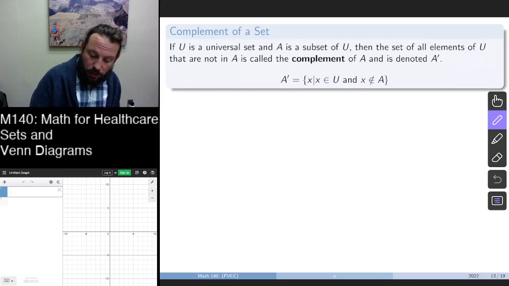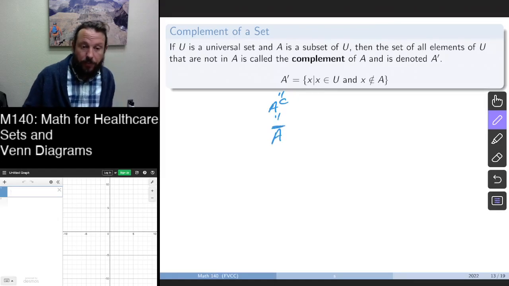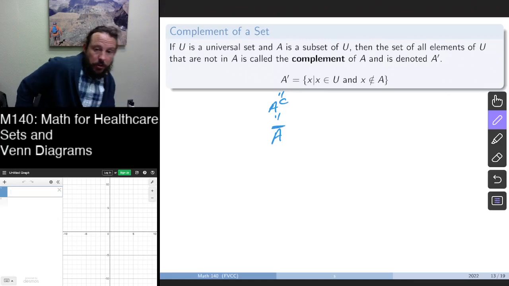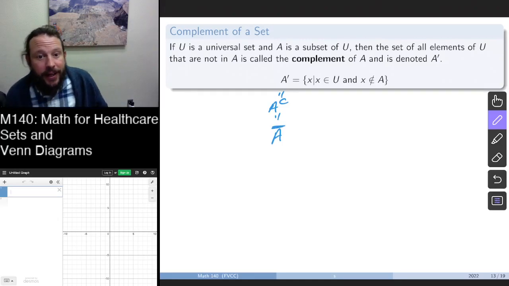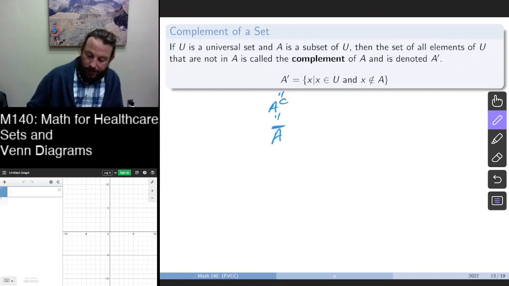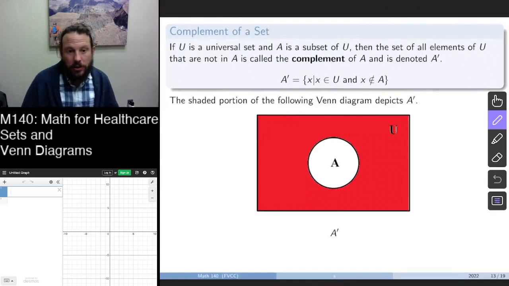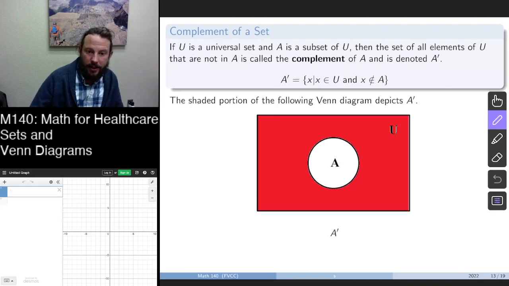complement. Some people put a C up there, and sometimes people just put a line over the top, just in case you see it from another book that way. All elements in U that are not in A. This is what it looks like. Everything in U that's not in A, that's A complement.